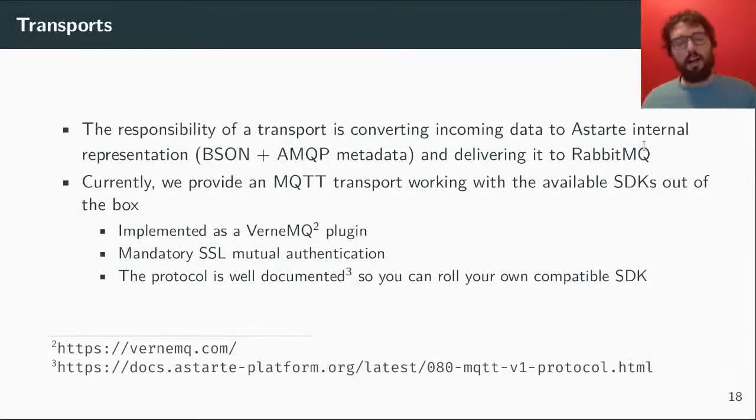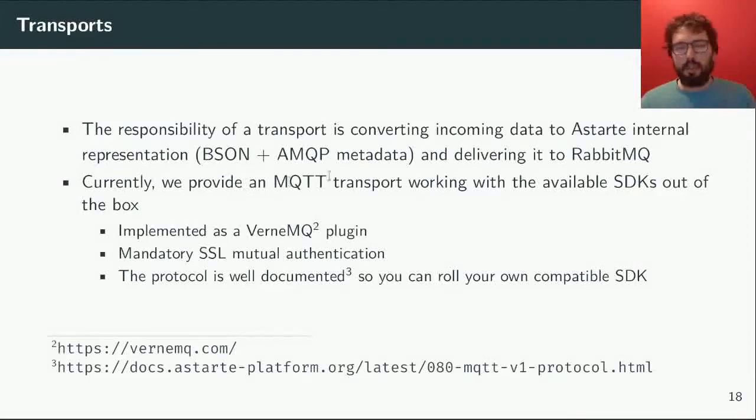So the outermost part of Astarte are transports. And the responsibility of a transport is converting incoming data to the Astarte internal representation, which is BSON and AMQP metadata, since all data flowing inside Astarte passes through RabbitMQ, and the transport gets the data coming from the device and translates it to this format and delivers it to RabbitMQ.